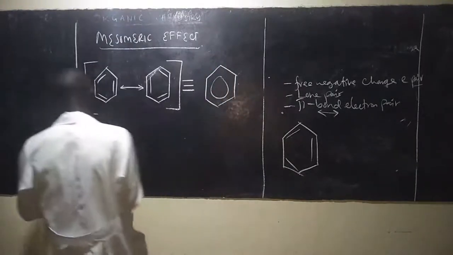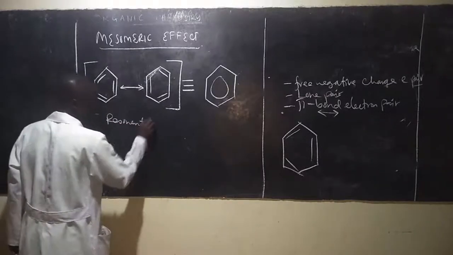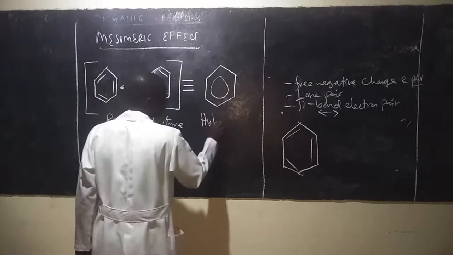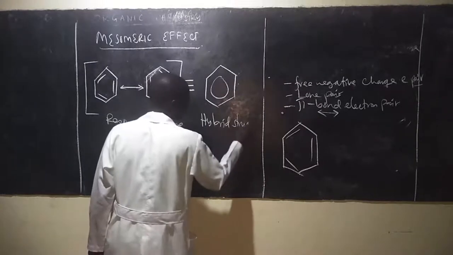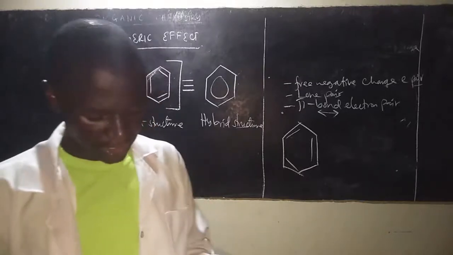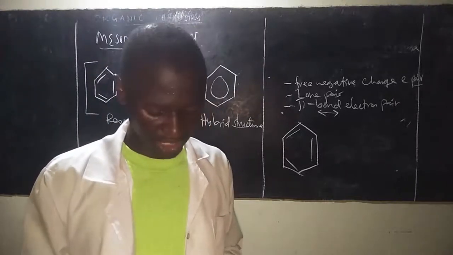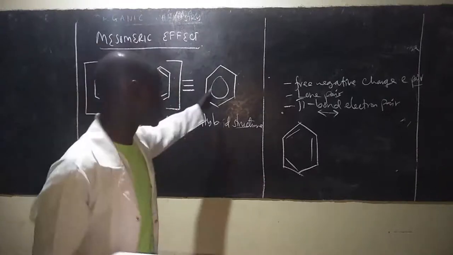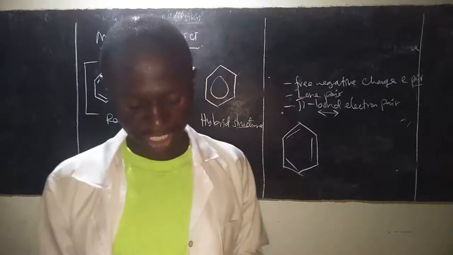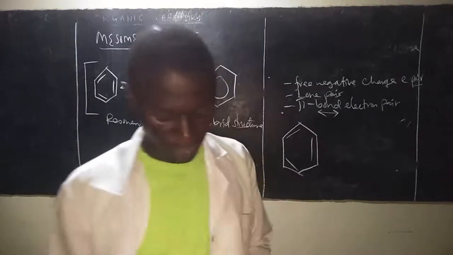So these are called resonant structures. And this is called the hybrid structure. The localization of pi bond electron pair results into the hybrid structure, which is the structure of benzene, this one, the final one. Note that resonant structures must be enclosed in a square bracket, as we have enclosed the resonant structures here.